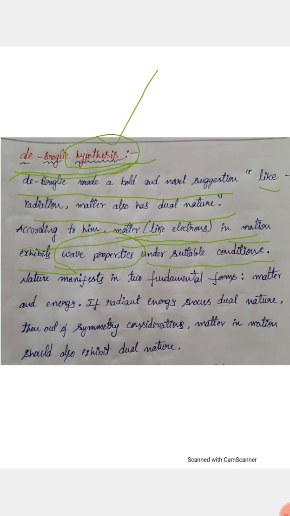What are those suitable conditions? Nature manifests in two fundamental forms: matter and energy. If energy is there, that is possible due to matter, and if matter is there, we can get it in terms of energy. That means matter and energy are interconvertible. If radiant energy shows dual nature, then out of symmetry consideration, matter in motion should also exhibit dual nature. This is the de Broglie hypothesis.